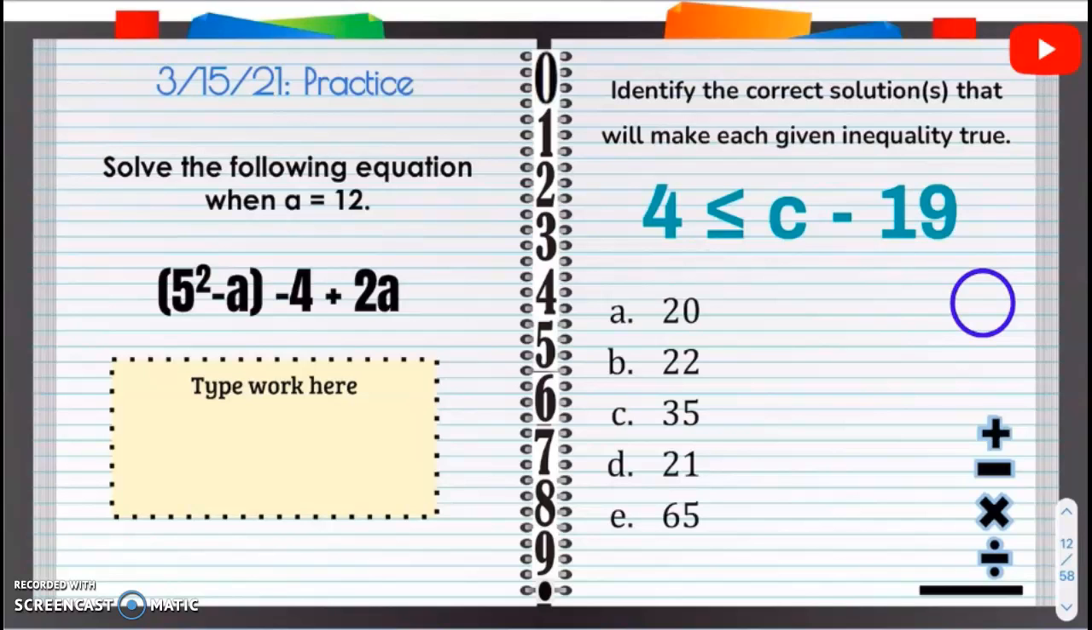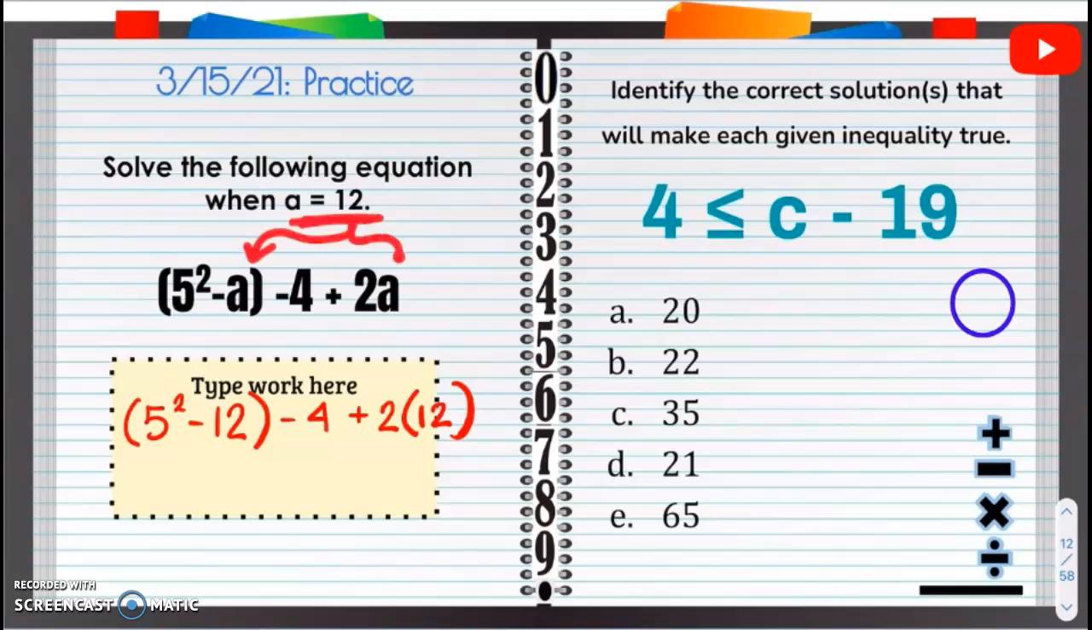All right, our practice. So we're going to solve the following equation when a equals 12. All right, so we're going to substitute in this a for 12. So first of all, we can rewrite it as 5 squared minus 12 minus 4 plus 2 times 12. Because remember, a equals 12, so we're going to put that 12 in here and in here. And this one means 2 times a, or 2 times 12.